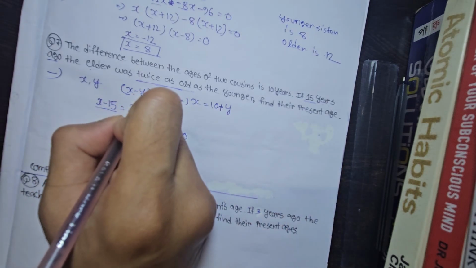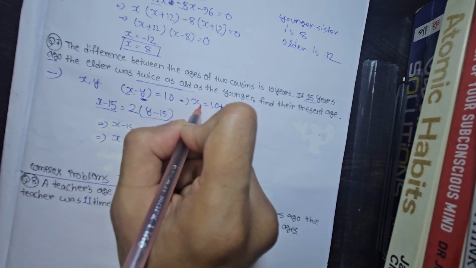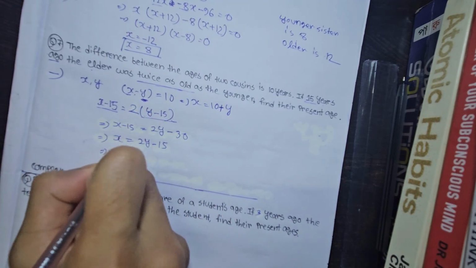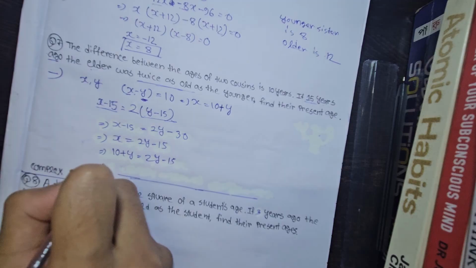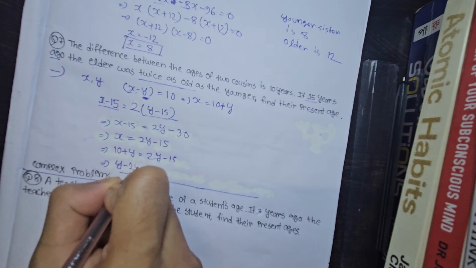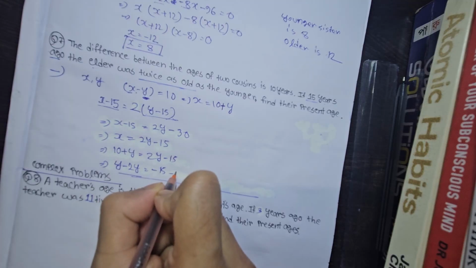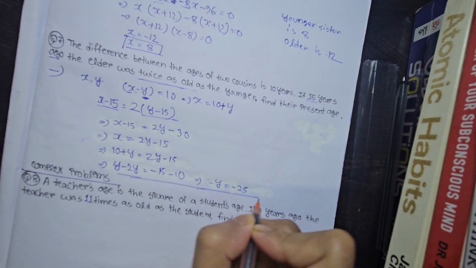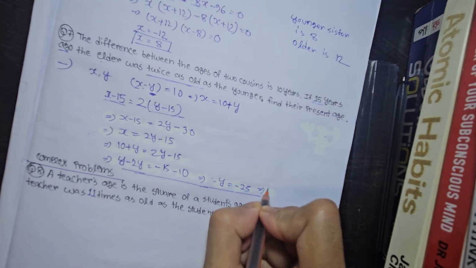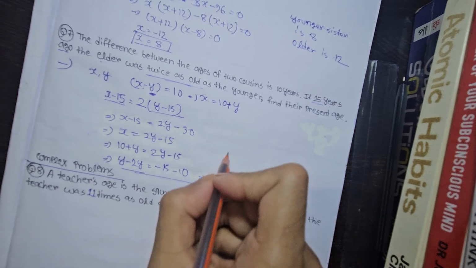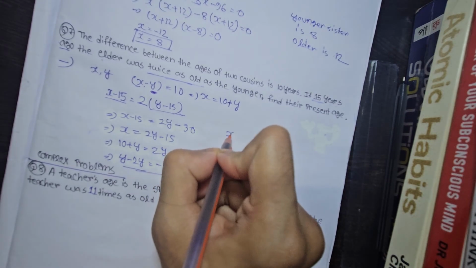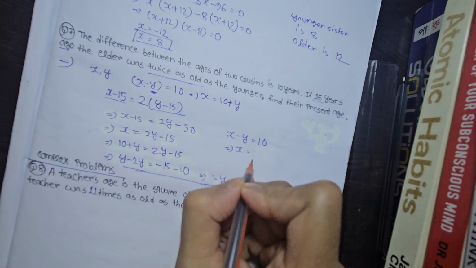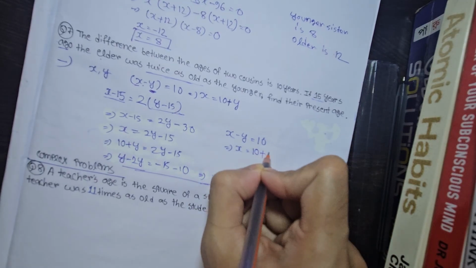So we have x minus y equals to 10, x equals to 10 plus y, right? Because it's minus, if it goes to this side, it would become plus. So 10 plus y equals to 2y minus 15. It would come to y minus 2y equals to minus 15 minus 10, so minus y equals to minus 25. Y equals to 25. Hence x minus y equals to 10, then x equals to 10 plus 25.